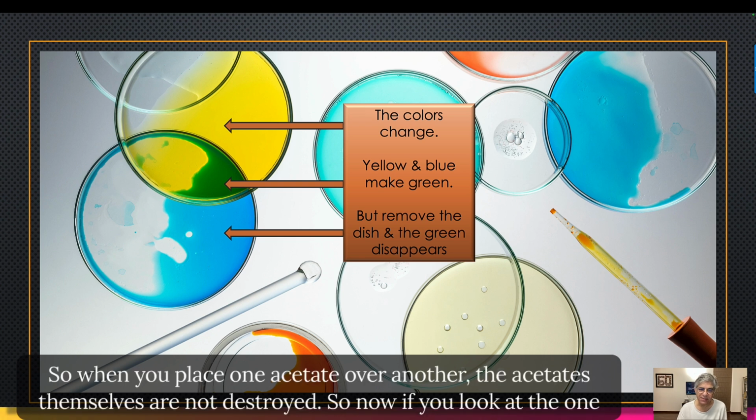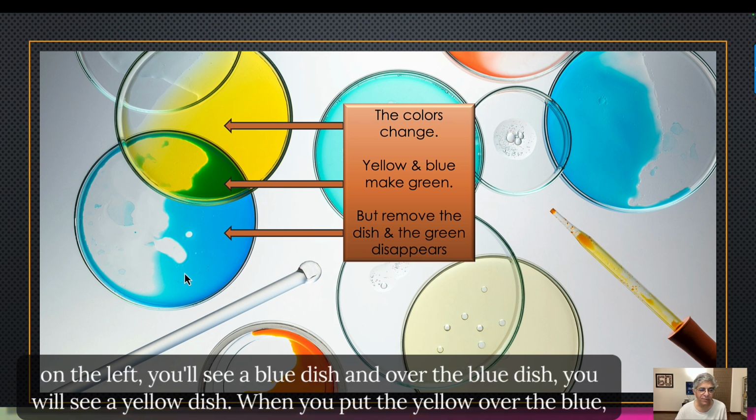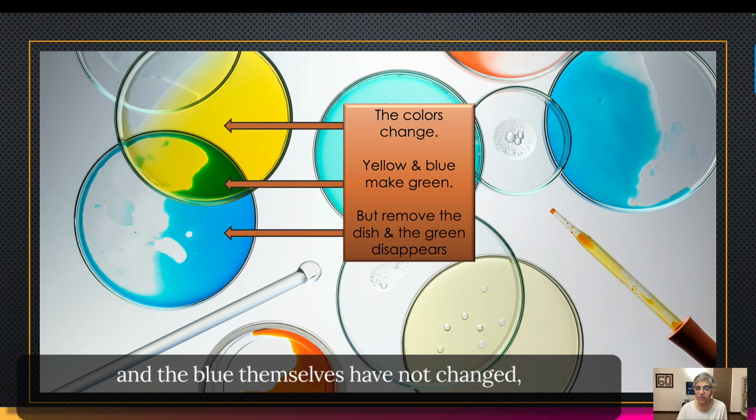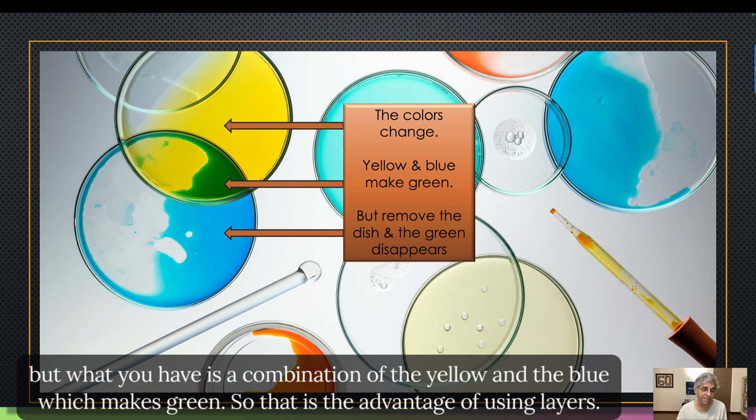When you place one acetate over another, the acetates themselves are not destroyed. Now if you look at the one on the left, you will see a blue dish, and over the blue dish, you will see a yellow dish. When you put the yellow over the blue, you get green. The yellow and the blue themselves have not changed, but what you have is a combination of the yellow and the blue which makes green. So that is the advantage of using layers.